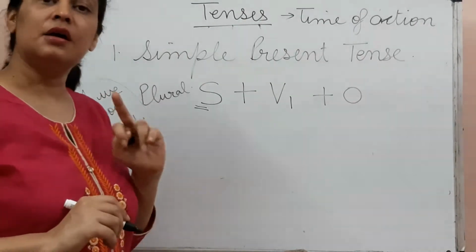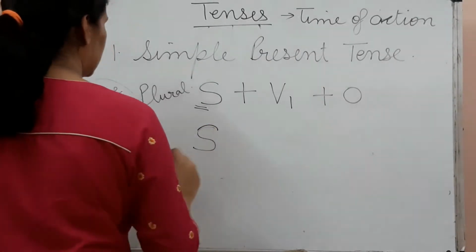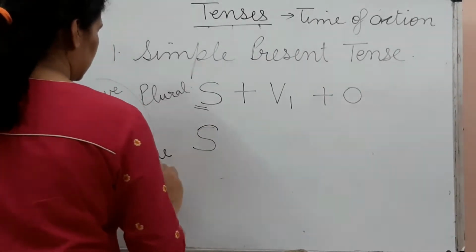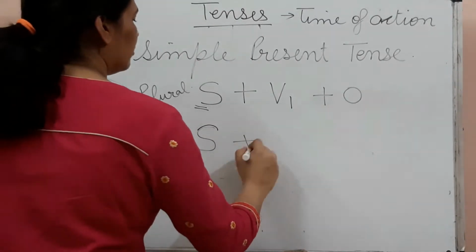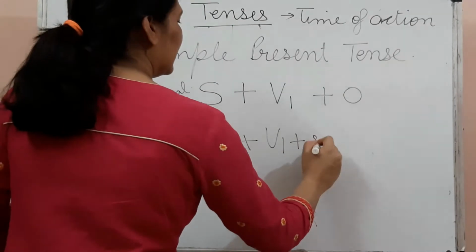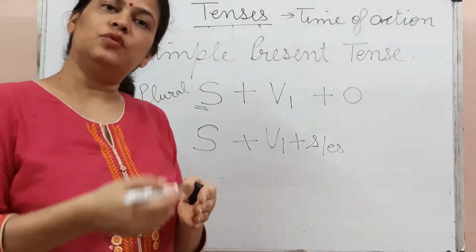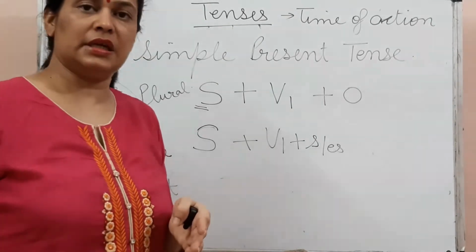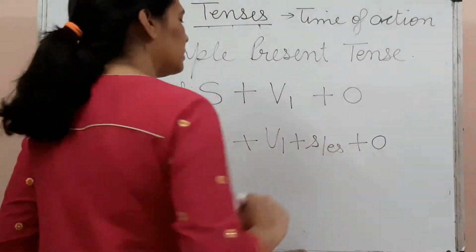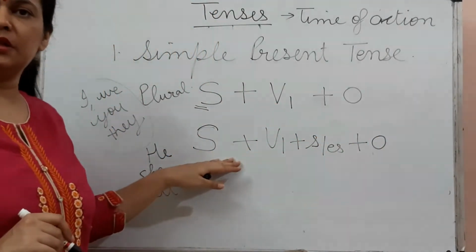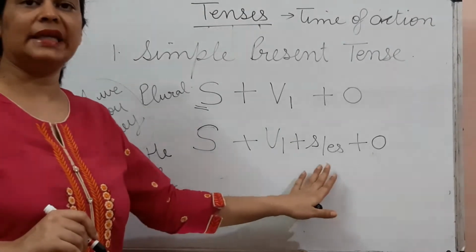But if it is a singular subject, then you will have to apply, singular subject is he, she or it. With them you will have V1 plus S or ES. As it is the verb, you will have to accordingly apply S or ES. And you may have an object or you may not. So remember, with a singular subject here, you have verb first form plus S or ES.